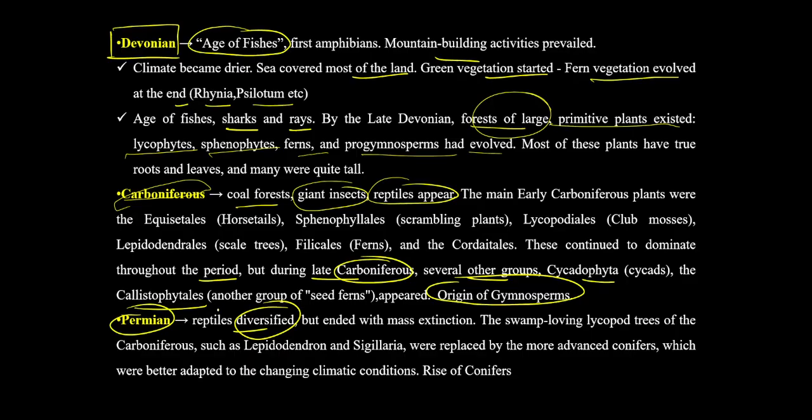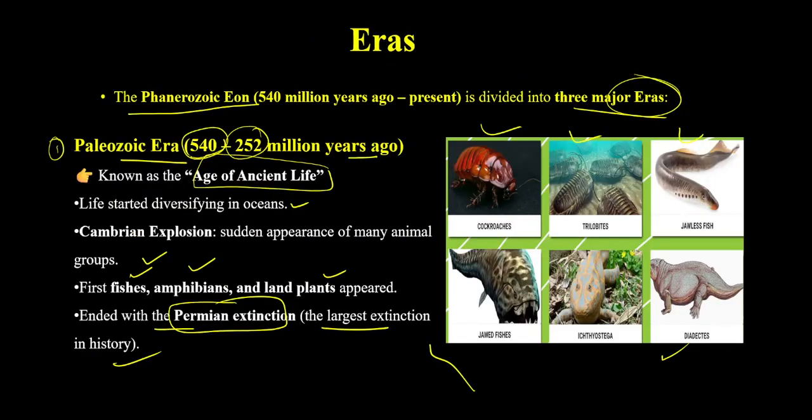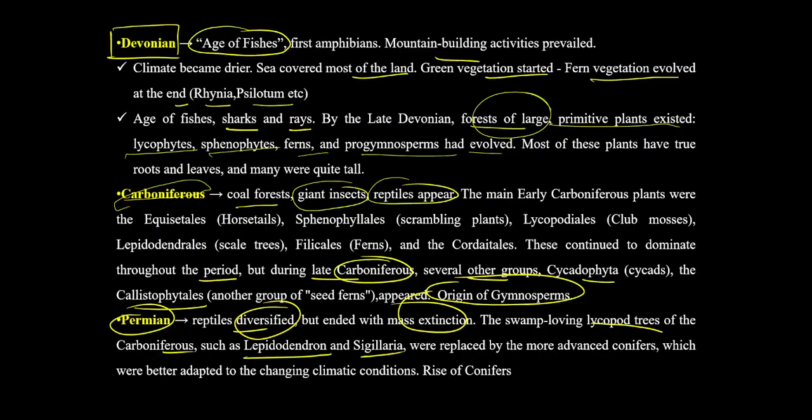They came into existence in the Carboniferous period, but they diversified in the Permian period, but ended up with mass extinction. The swamp-loving lycopode trees of the Carboniferous, such as Lepidodendron and Sigillaria, were replaced by more advanced conifers, which were better adapted to the changing climatic conditions, and the rise of conifers was also observed in this period.